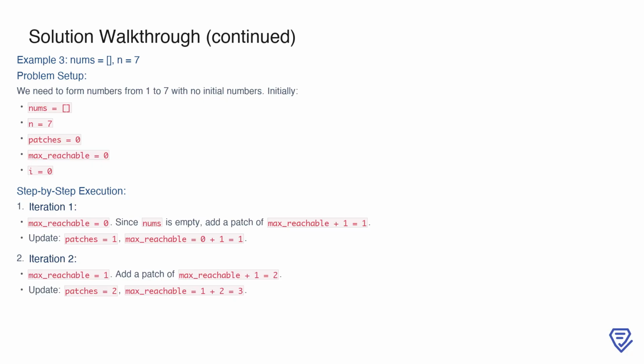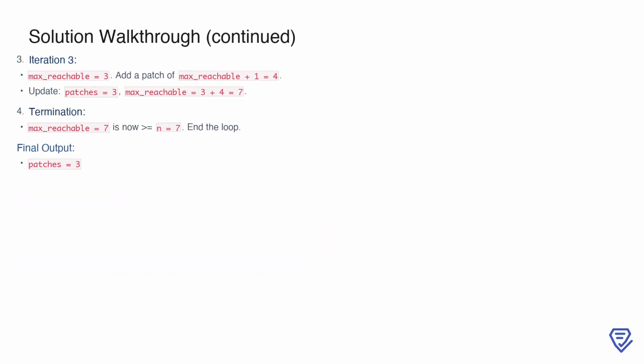In the second iteration, max_reachable is now 1, and again, we add a patch of max_reachable plus 1, which is 2. This brings the patches count to 2, and max_reachable becomes 3. Finally, max_reachable is 3, and we add another patch of max_reachable plus 1, which is 4. This updates patches to 3, and max_reachable becomes 7. At this point, max_reachable is equal to n, so we terminate the loop. The final result for this example is that 3 patches were necessary to cover all numbers from 1 to 7.